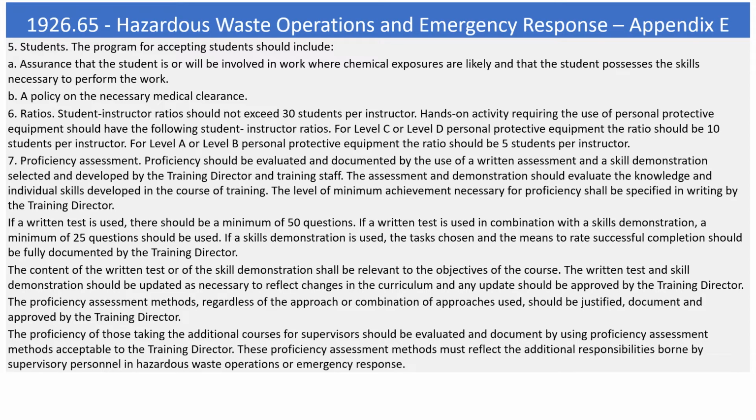7. Proficiency assessment. Proficiency should be evaluated and documented by the use of a written assessment and a skill demonstration selected and developed by the training director and training staff. The assessment and demonstration should evaluate the knowledge and individual skills developed in the course of training. The level of minimum achievement necessary for proficiency shall be specified in writing by the training director. If a written test is used, there should be a minimum of 50 questions. If a written test is used in combination with a skills demonstration, a minimum of 25 questions should be used.